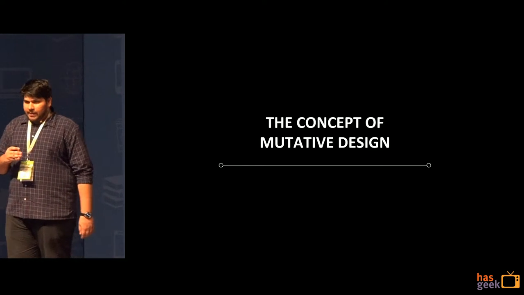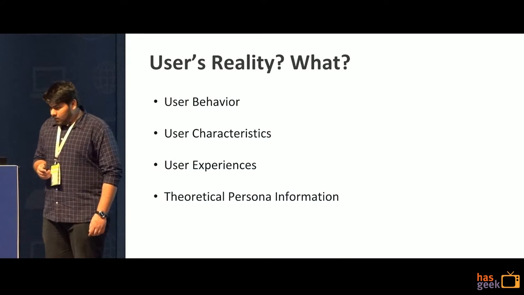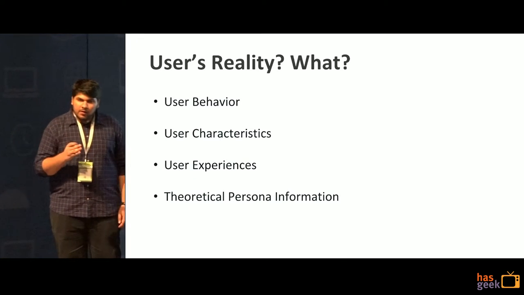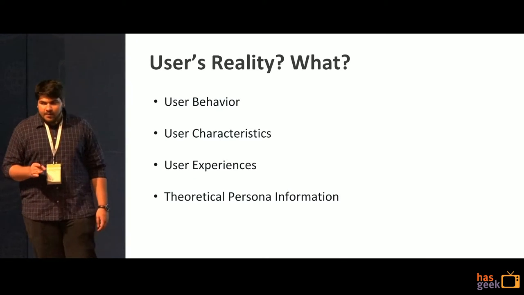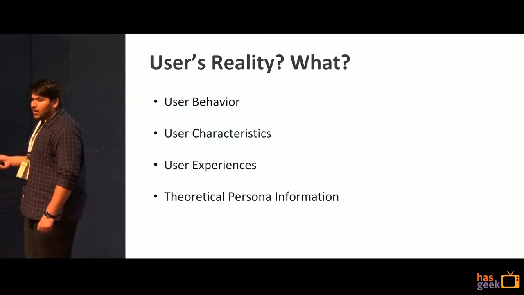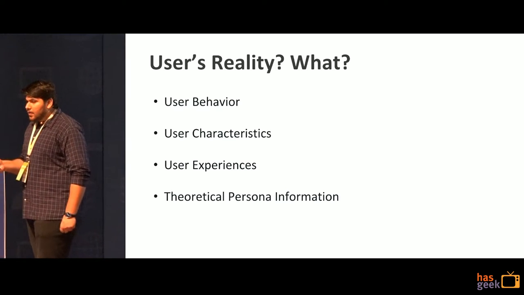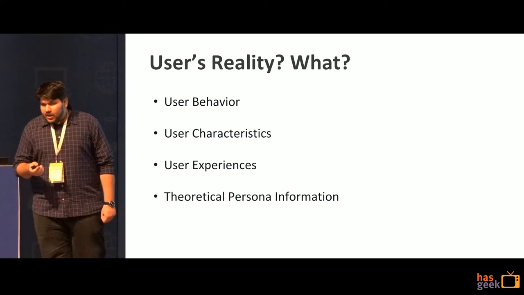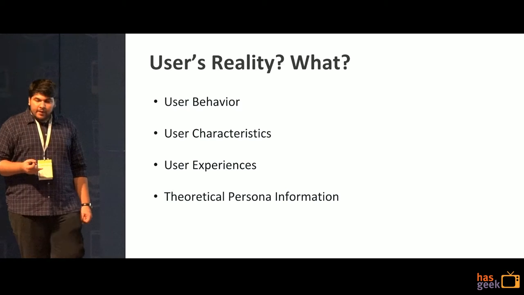Let's get into the concept of mutative design. We mentioned that an app should live and evolve according to the user's reality. What is the user's reality? They're not just simply things like what we mentioned, age and abilities. There are also things like ambient lighting, data availability.